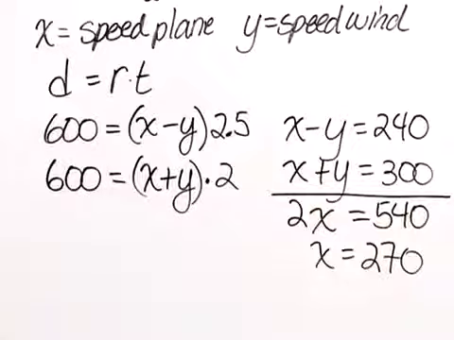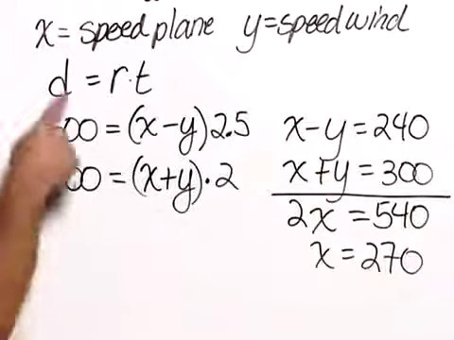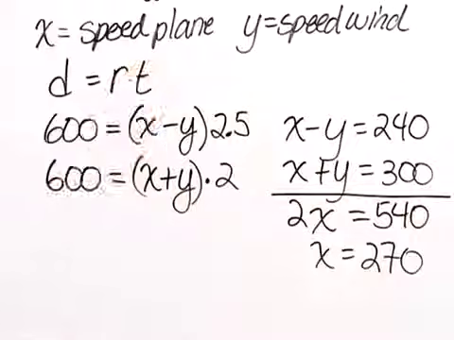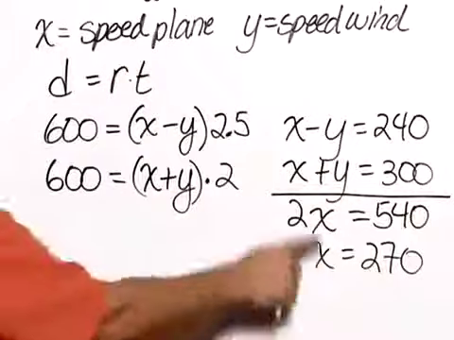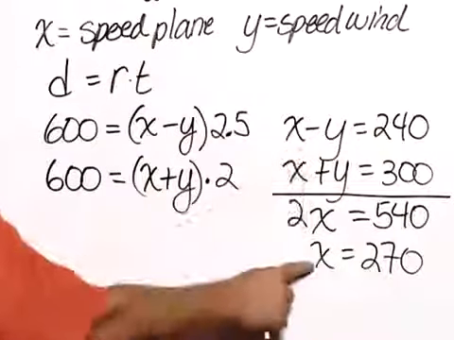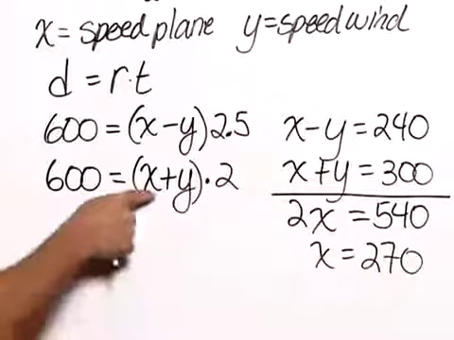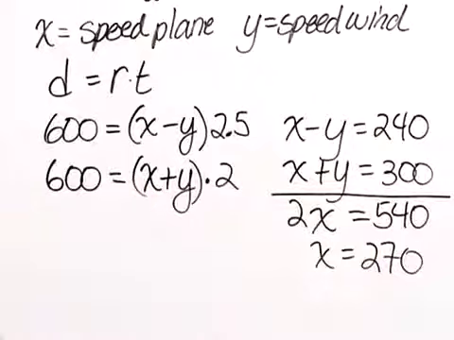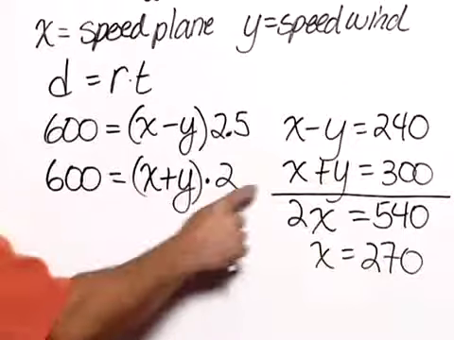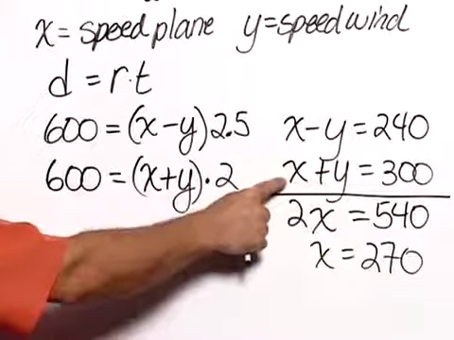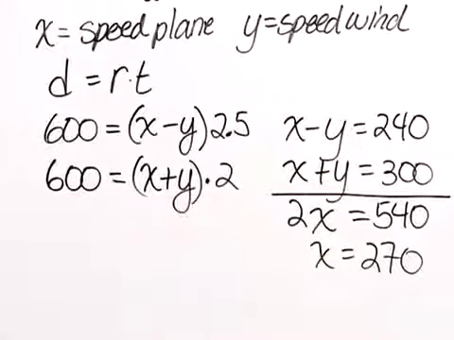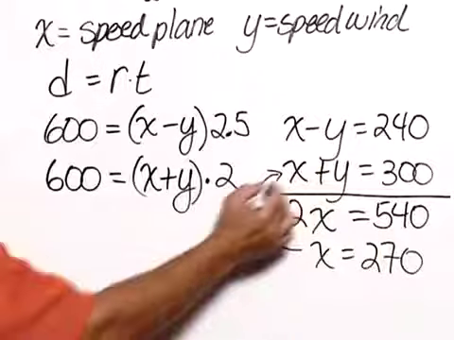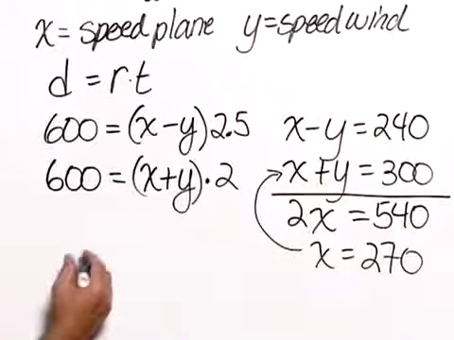So 270 refers to the speed of the plane. We want to find the value of y, the speed of the wind. We'll do that by substituting in 270 into one of these equations. But it's much simpler to use the equation that's over here because we've already taken care of dividing 600 by 2. So we'll substitute it in to x plus y equals 300.